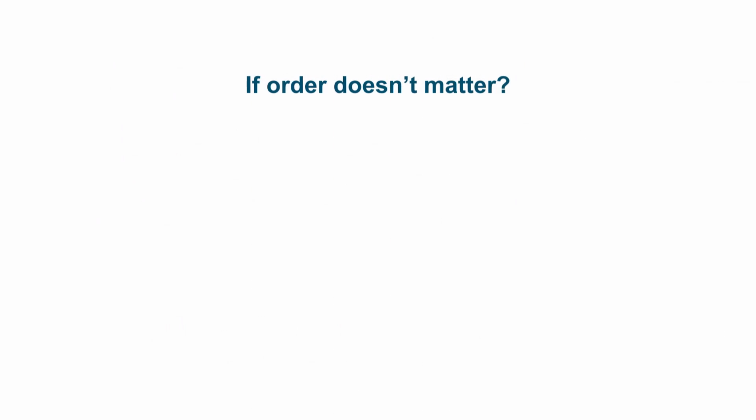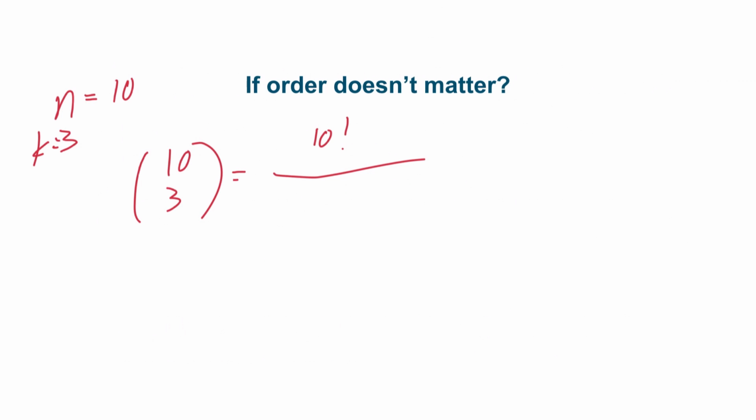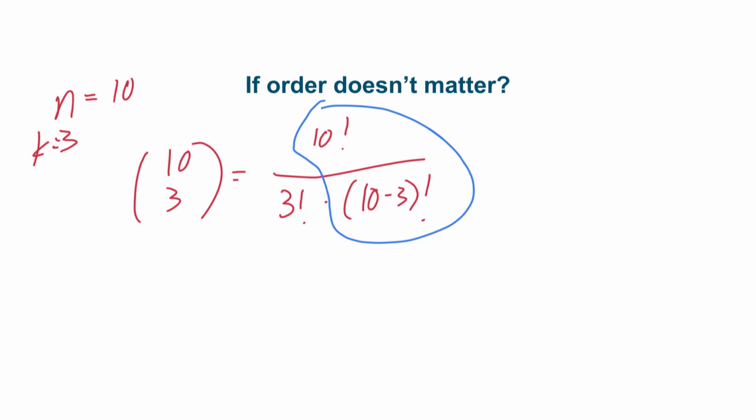So here we'll use, again, n is 10, k is 3. And now we'll use 10 choose 3. So 10 factorial divided by 3 factorial times 10 minus 3 factorial. So of course, this is what we had before. And now I have an additional division by k factorial.